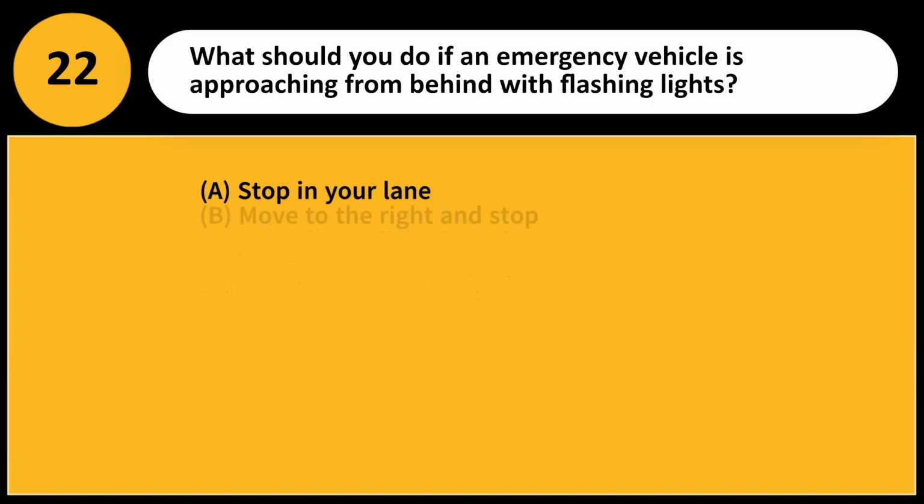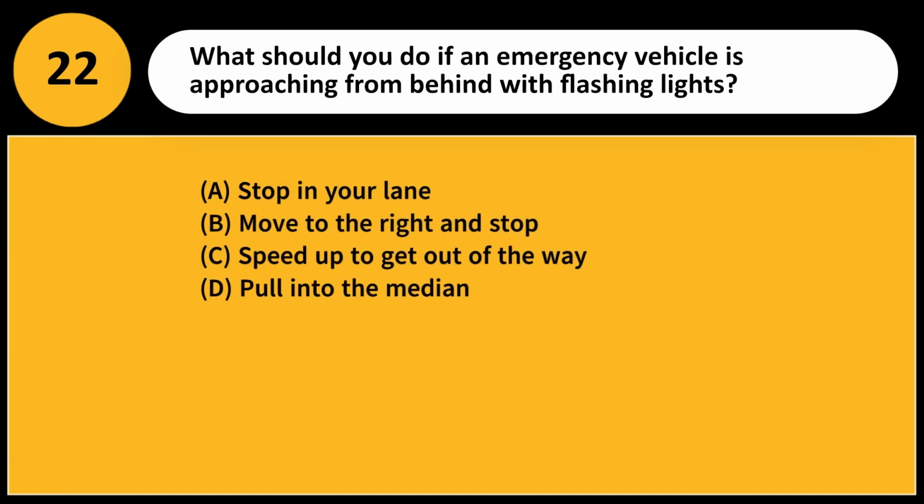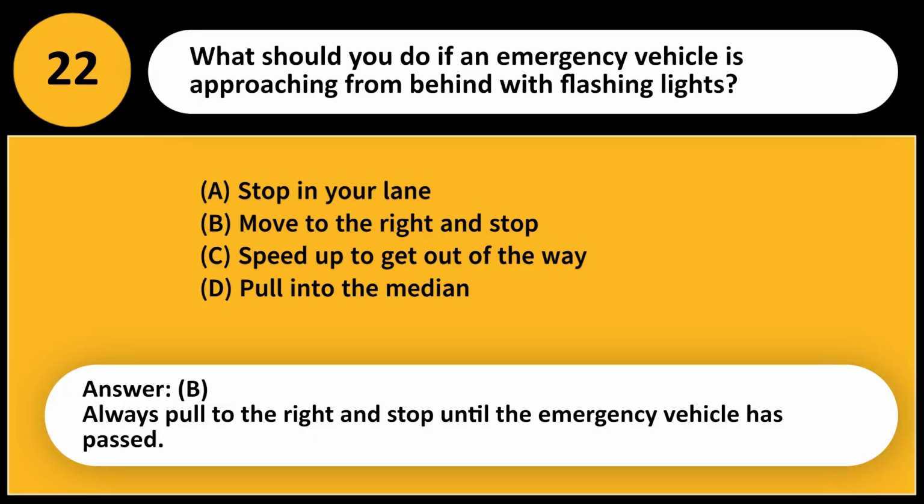What should you do if an emergency vehicle is approaching from behind with flashing lights? A. Stop in your lane. B. Move to the right and stop. C. Speed up to get out of the way. D. Pull into the median. Answer, B. Always pull to the right and stop until the emergency vehicle has passed.